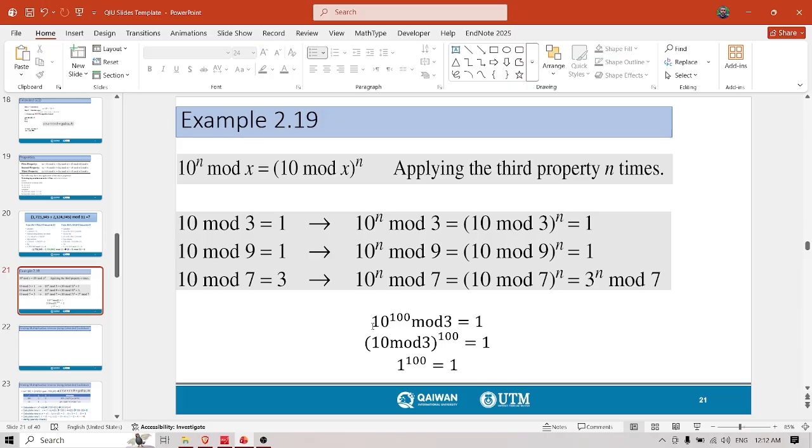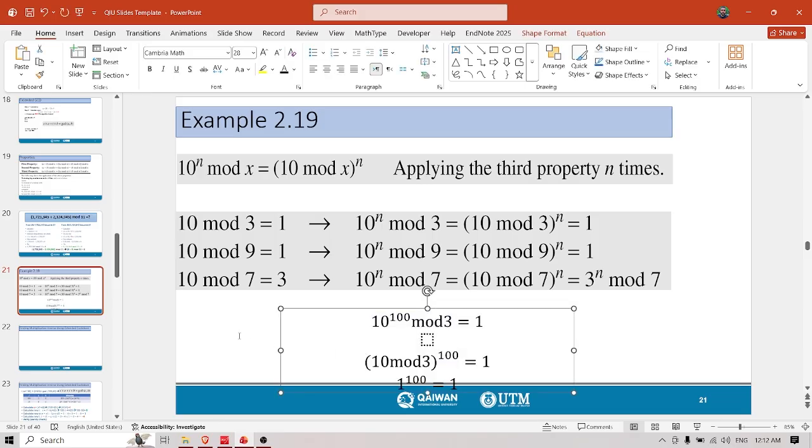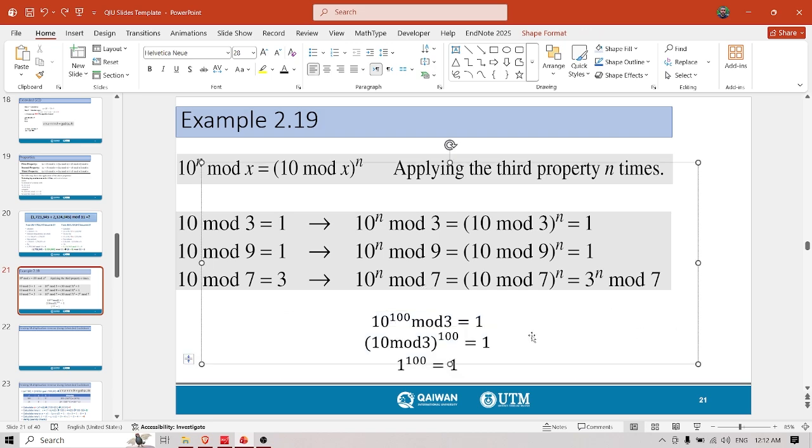Now if I told you, what is the mod of this number, 10 to the power of 100 mod 3 is equal to how much? You may try to compute 10 to the power 100, it will become a very large number, and then try to find the mod. Don't do that. Just do this.